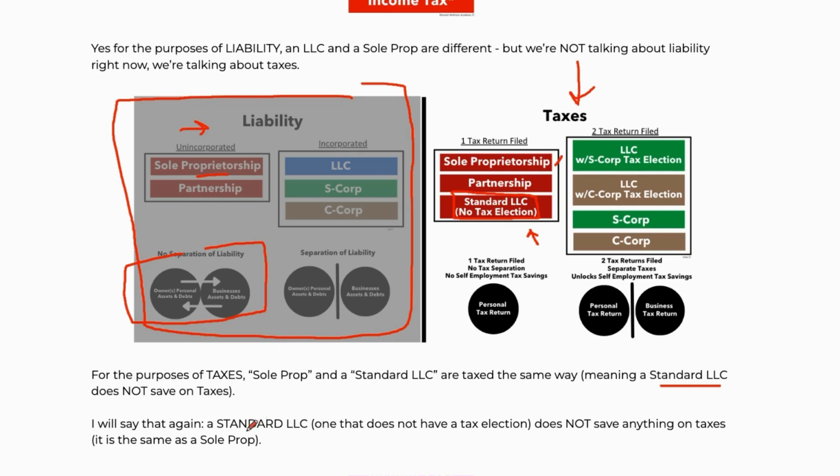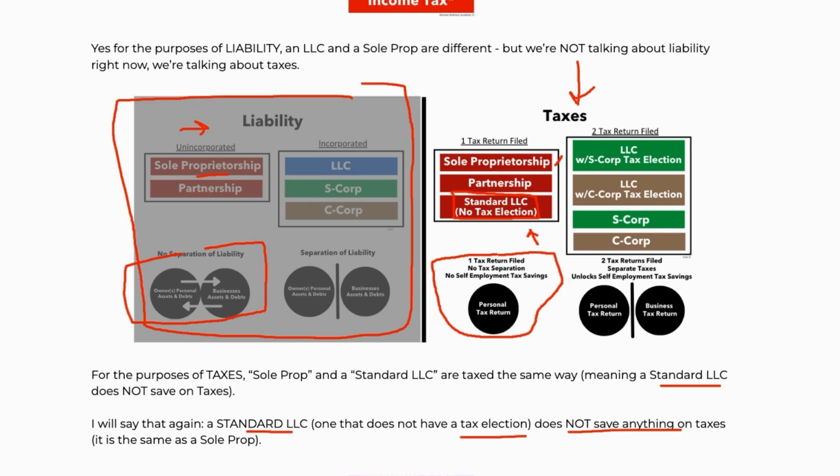I'm going to say that again. A standard LLC in which it does not have a tax election form filed with the IRS does not save anything when it comes to taxes because it is treated by the government as one tax return, okay? And it is treated exactly the same way as a sole proprietorship, in which you are having to pay both sides of the taxes. Are you following along with me thus far?